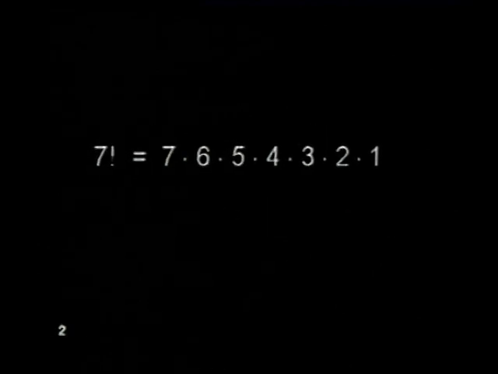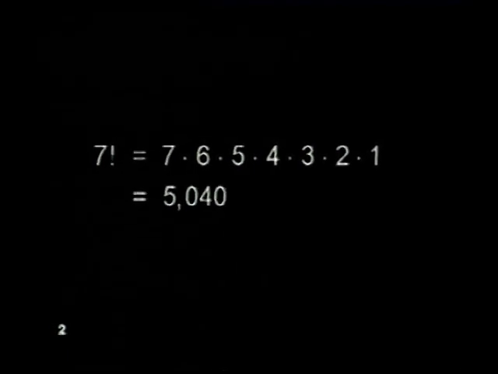7 factorial equals 7 times 6 times 5 times 4 times 3 times 2 times 1. When these factors are multiplied, the product is 5,040. Therefore, 7 factorial equals 5,040.